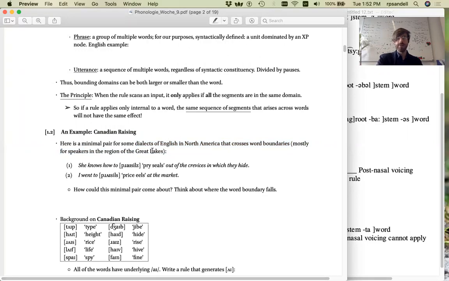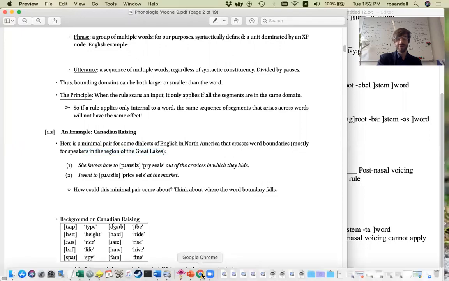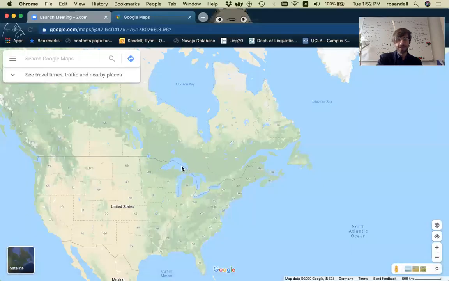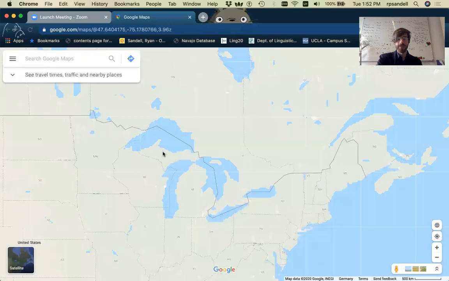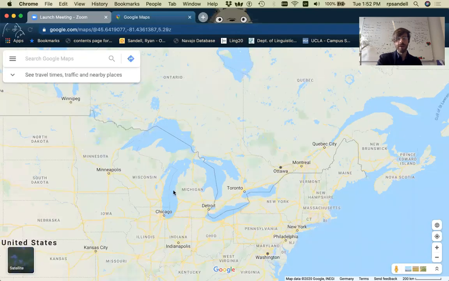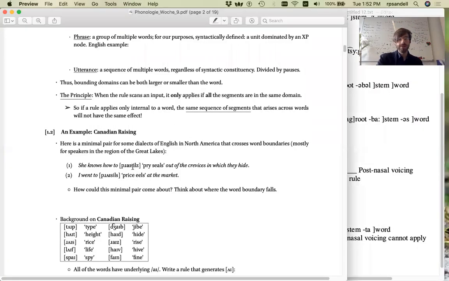Just so you know, the dialects that have Canadian raising are found in the area of the Great Lakes. So just for your information here, the Great Lakes are the set of lakes found along the border between the United States and Canada. So in the upper Midwest, states like Michigan, Wisconsin, Minnesota in the United States, and mostly the province of Ontario in Canada.